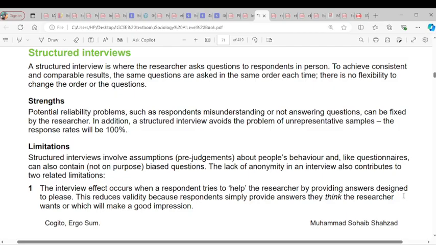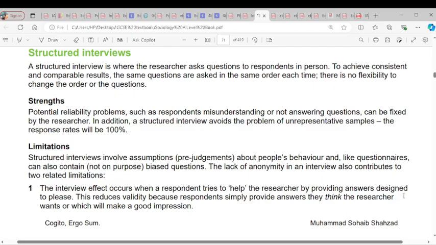A structured interview is where the researcher asks questions to respondents in person to achieve consistent and comparable results. The same questions are asked in the same order each time. There's no flexibility to change the order of the questions. So we call it a structured interview because it provides standardized questions where the researcher asks the same question of all the respondents. So whoever is the respondent, the questions would not be intertwined. It will be the same all through. So that is a structured interview. Do you get it?